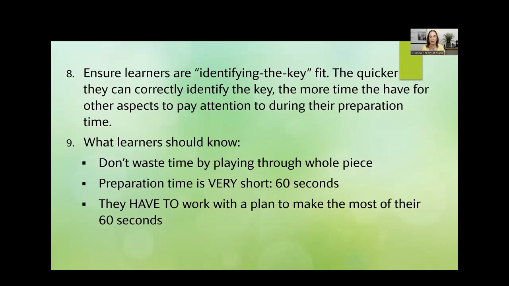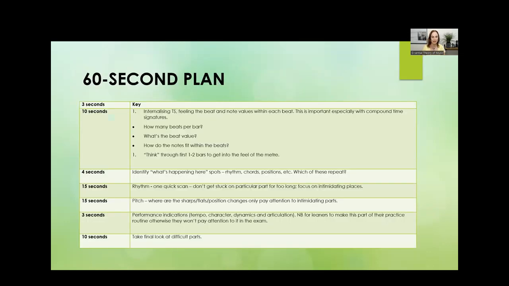So I'm going to share my plan with you. Okay, here's my 60-second plan. Of course, you are welcome to adapt it. Okay, so 3 seconds to determine the key. So they will have to time themselves, and they will have to work on their time to bring it down to 3 seconds. Then 10 seconds to really internalize the time signature, the feeling of the beat, the note values within each beat.